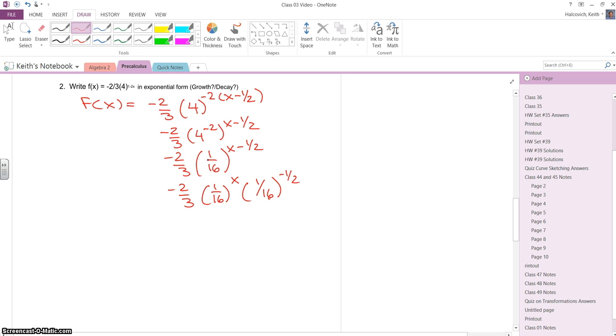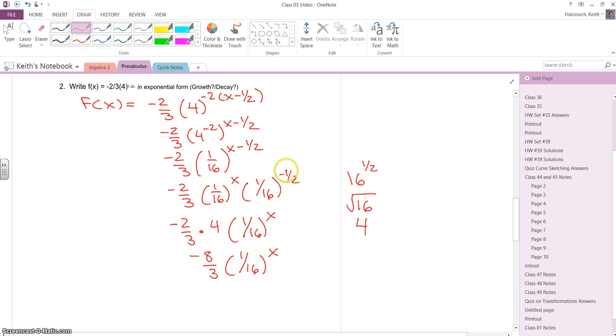Remember, this means that you can do the reciprocal. So basically we want to find out what 16 to the 1/2 is. And 16 to the 1/2 is the same as the square root of 16, which is 4. So it's negative 2/3 times 4 times 1/16 to the x. And that gives you negative 8/3 times 1/16 to the x.